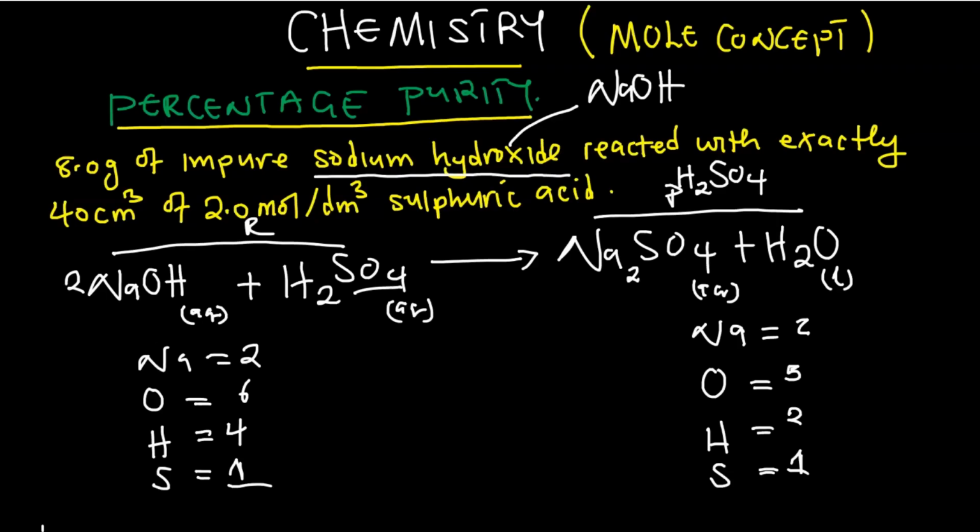Sulfur remains 1. Now, the number of sodium remains 2. So sodium is balanced. Oxygen here is 6. Here is 5. Here hydrogen is 4. Here hydrogen is 2. So first let us balance the hydrogen. So what number can we add in front to make hydrogen 4? I mean, what number can we add to water to make hydrogen 4? Because it's the only one having hydrogen. So we find that we can multiply by 2. So a 2 added in front. Hydrogen is 4, but let us look at sulfur now, it is still 1, 1.